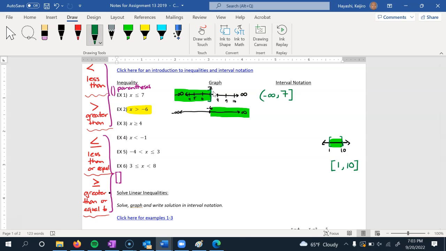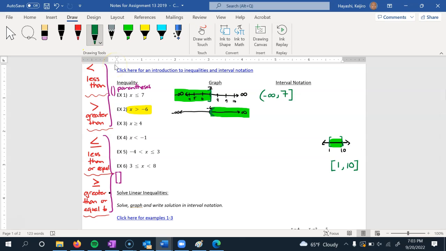Now, do I include negative 6? No, because I want numbers that are strictly greater than negative 6. I don't want them to be equal to negative 6. That's not good enough. I want them to be specifically greater than negative 6. So I don't want to include negative 6, but I do want my interval to start there. I just don't want to include the negative 6 itself. So I'm going to put a parenthesis right there without covering up the very number. Okay, cool.